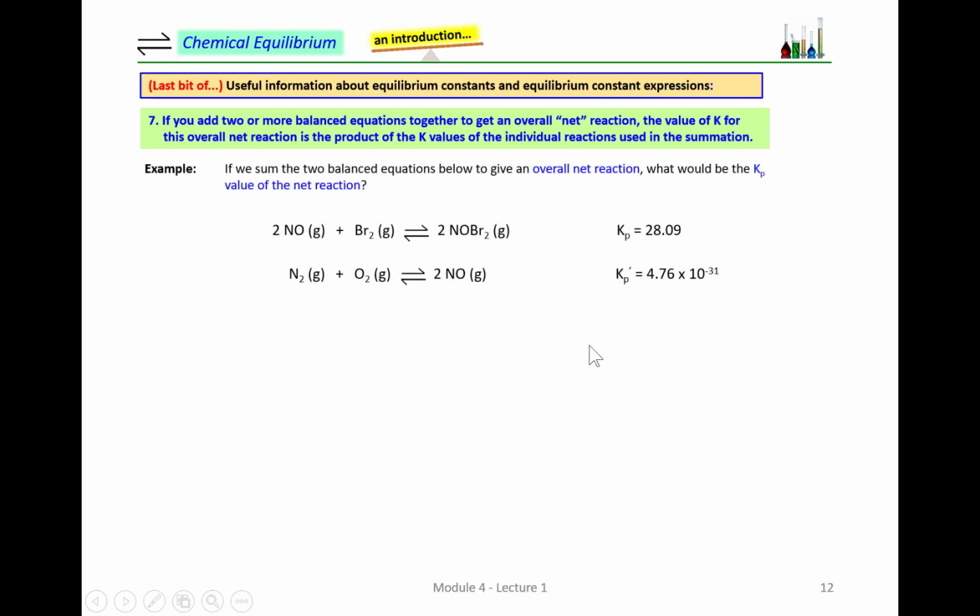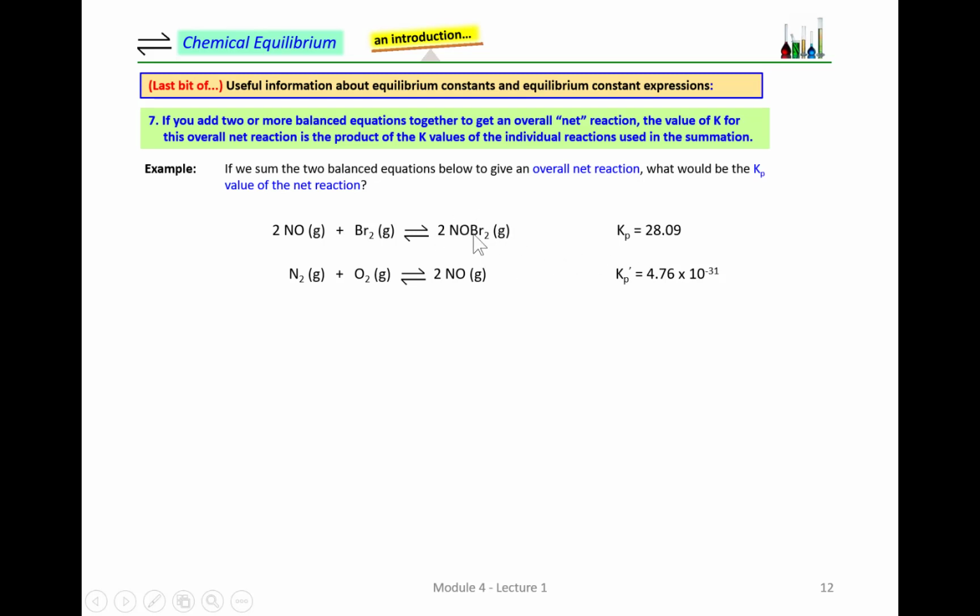So here's an example. Let's suppose you have these two equilibria, and they're gases, and this time we have values of Kp for these. The Kp for the first equilibrium is 28.09. I didn't write the equilibrium constant expression, just gave you the number. So it slightly favors NO2, NO, Br2 formation.